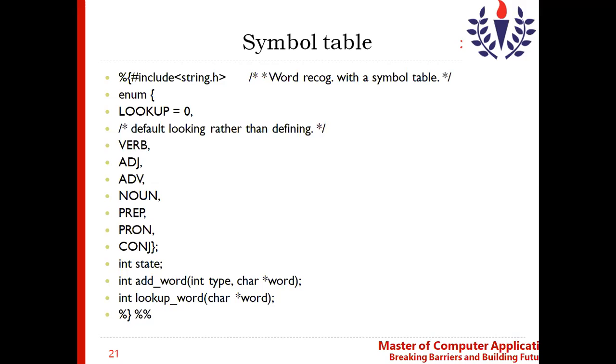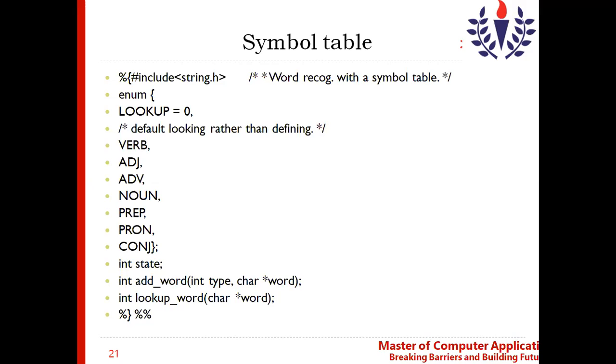So we modify the Lex program by incorporating the symbol table. In the symbol table, we use the data structure that is the linked list, and inside the linked list we have nodes which contain two entries: one is the word and the other is the type of the word. In the enum, we list out the types of words like verb, adjective, adverbs, and so on. Lookup is a variable which starts with the value 0. When the different types of words are mentioned, the verb will be assigned the value 1, adjective will be 2, and so on.